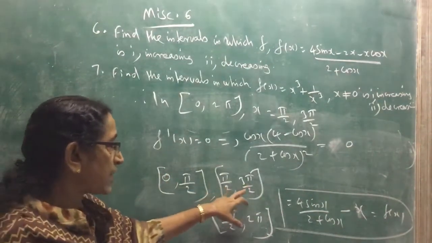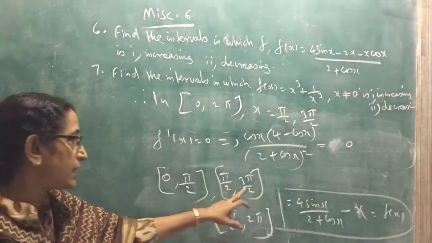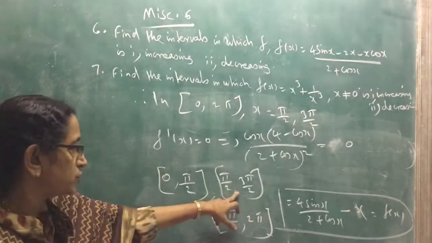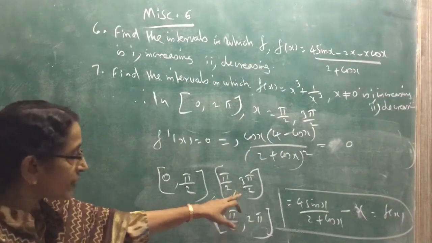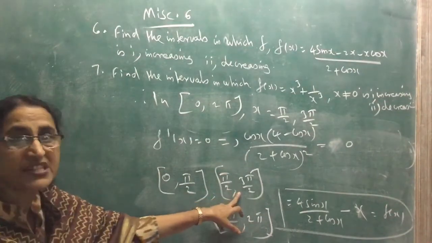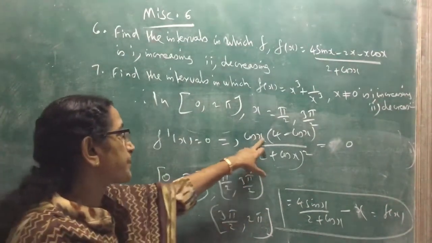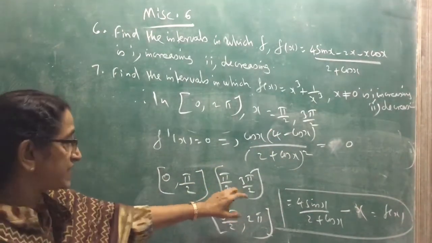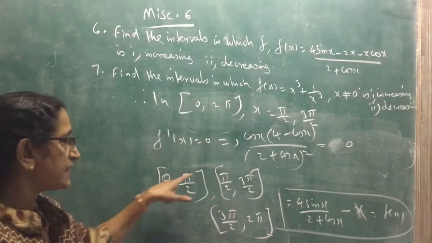And for pi by 2 to 3 pi by 2, you can substitute x equal to 2 pi by 2, which lies in this interval. 2 pi by 2 means pi. Pi you can substitute here. Cos pi is minus 1, negative. So in this interval the function is decreasing. So here it is increasing, here decreasing.